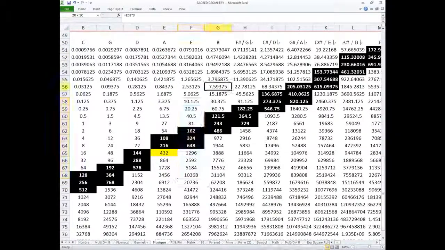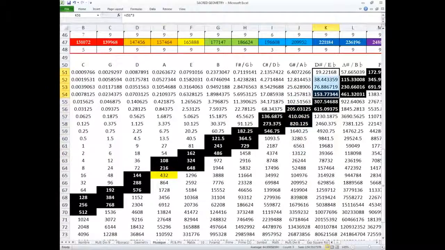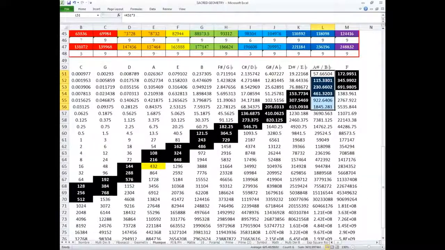If we continue multiplying by 3, we find the E. Multiplying by 3, we find the B, then the F sharp, the C sharp, the G sharp, the D sharp, the A sharp, and then the F. So it's quite interesting to see that it's not following A, B, C, D, E, F, G. It's actually C, G, D, A, E, B, F sharp, C sharp, G sharp, D sharp, A sharp, and F.